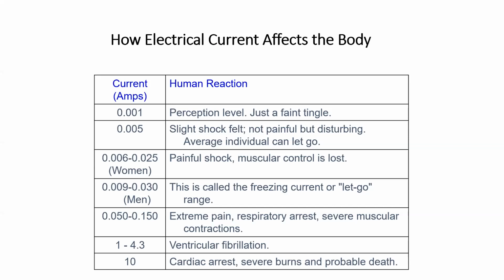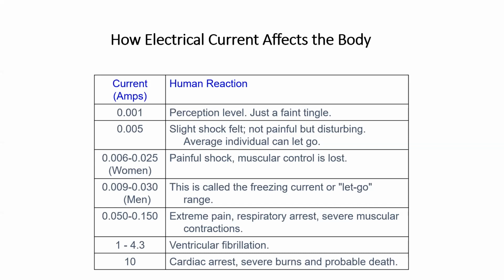Then we have 0.005 amperes, which we can call a slight shock, not painful but disturbing. Sometimes we experience this when we come out of the washroom and our hands are wet, or during the rainy season when there is a lot of moisture in the electrical sockets and boards, and we use a plug or press a button. This kind of electrical shock is possible, and we feel that something has happened. Instead of enjoying it, we feel that there is an electrical shock.